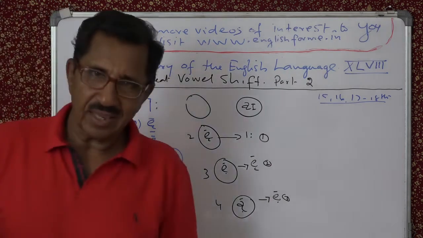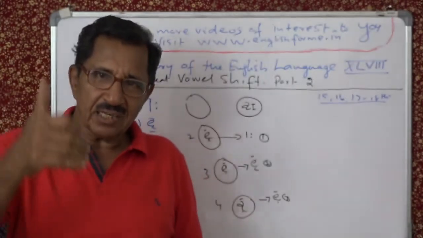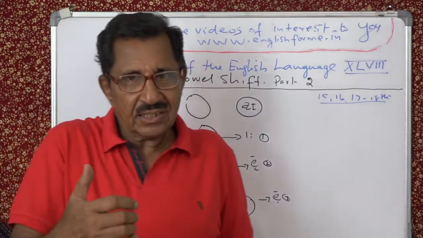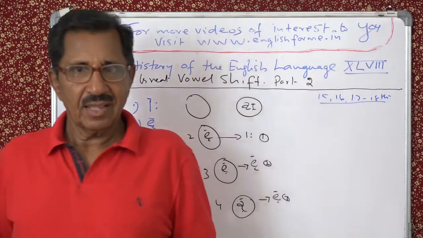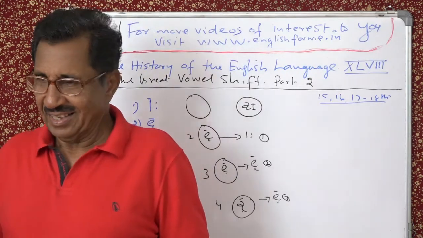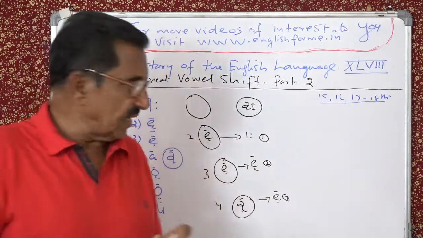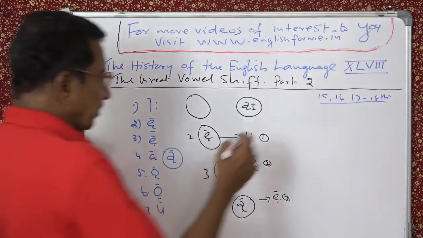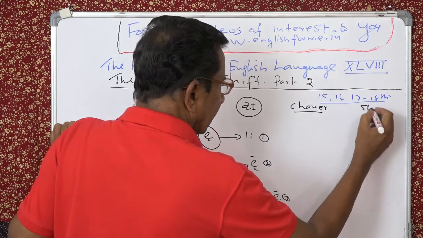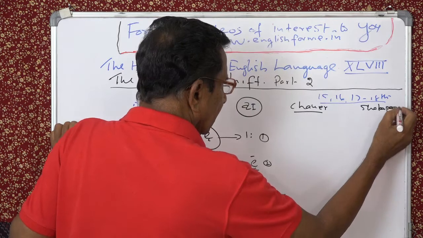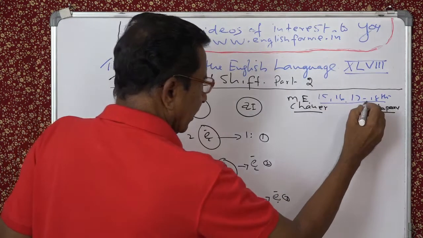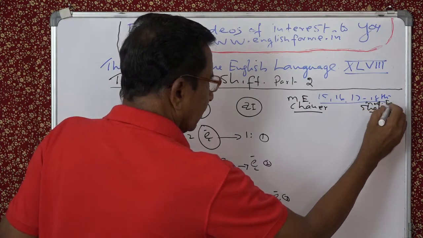This can be shown by comparing the Middle English pronunciation and the Modern English pronunciation. Middle English pronunciation is represented by Chaucer and Modern English pronunciation is represented by Shakespeare. Now we take 4 words, then you will understand that. The four words are Chaucer here, and Shakespeare here. You are following now? This is Middle English pronunciation of the long vowels. This is Modern English pronunciation of the long vowels.